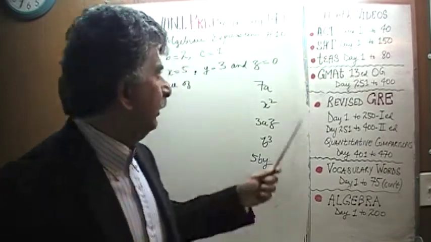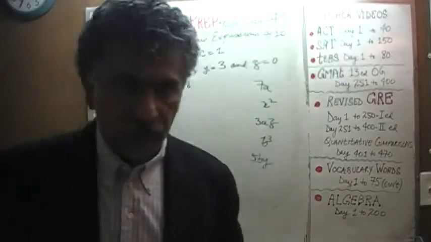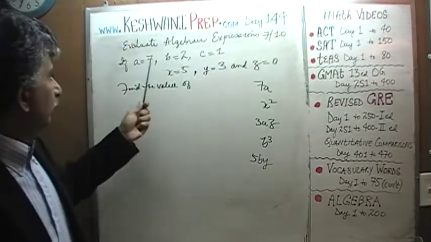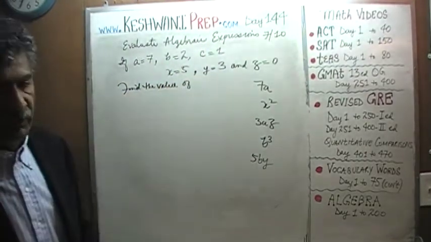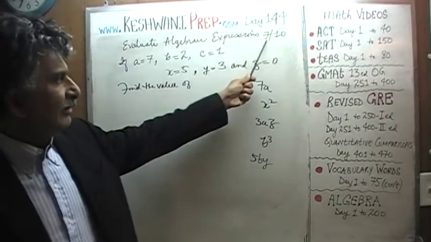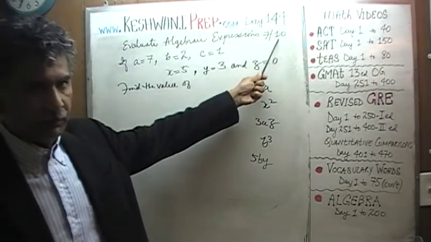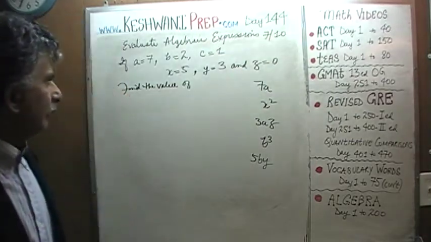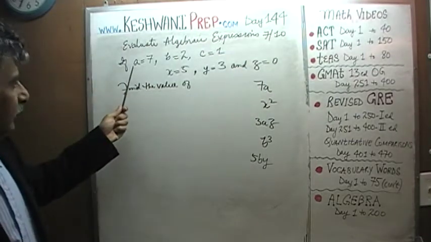We are here because we want to improve our math skill. Today is our lesson number 144. Today we'll evaluate some simple algebraic expressions. Very simple, very straightforward one. Today is the seventh lesson in the series of 10. And today is our meeting number 144. Here's the problem, here's the information.